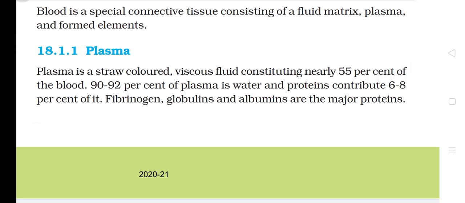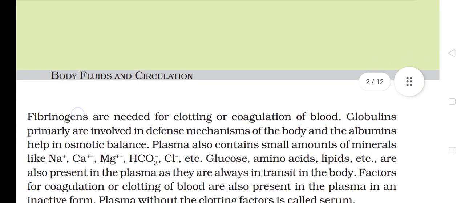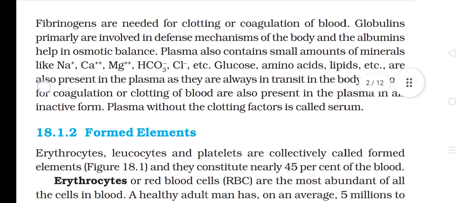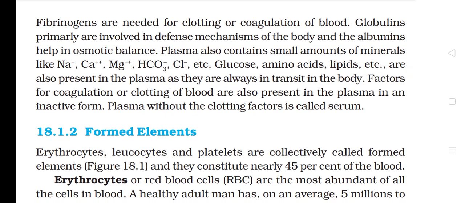18.1.1 Plasma. Plasma is a straw colored viscous fluid constituting nearly 55% of the blood. 90 to 92% of plasma is water and proteins contribute 6 to 8% of it. Fibrinogen, globulins, and albumins are the major proteins. Fibrinogens are needed for clotting or coagulation of blood. Globulins primarily are involved in defense mechanisms of the body, and the albumins help in osmotic balance.